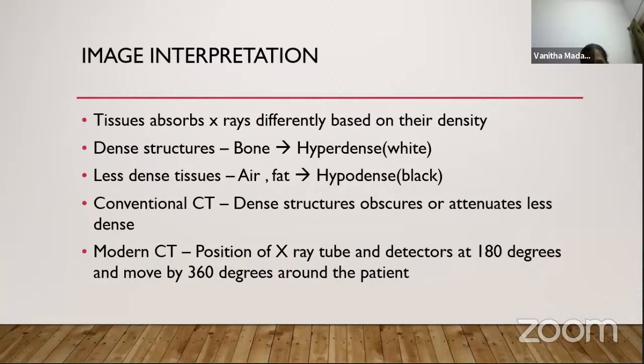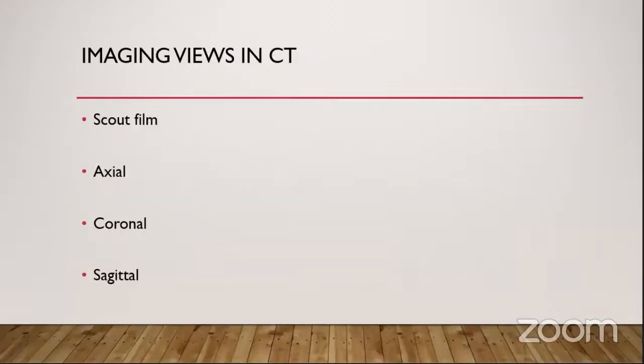The main disadvantage of conventional CT is that dense structures obscure or attenuate less dense structures, and there is a superimposition of images. This has been overcome by the modern CT by the position of X-ray tubes and detectors at 180 degrees from each other, and the movement of both the X-ray tubes and detectors by 360 degrees around the patient, so as to increase the resolution of the images. A scout film is a preliminary film taken before the proper CT, which will be helpful in planning the level of CT.